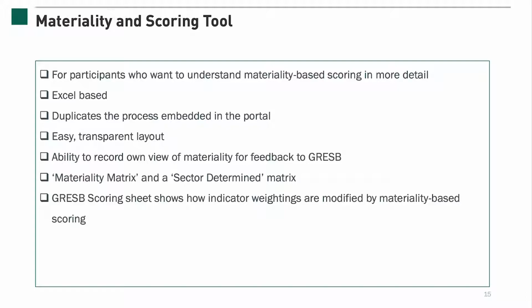The tool fully duplicates the materiality functionality of the GRESB Materiality Assessment Indicator in an easy-to-follow and transparent layout. It also provides the ability for the participant to record their own view of materiality and provide this as feedback to GRESB. In 2 simple sheets, it shows the relationship between the materiality factor answers and the materiality levels assigned to ESG issues. Finally, it has a scoring sheet which shows how the indicator weightings are modified by materiality-based scoring. It is well worth having a look at this tool.